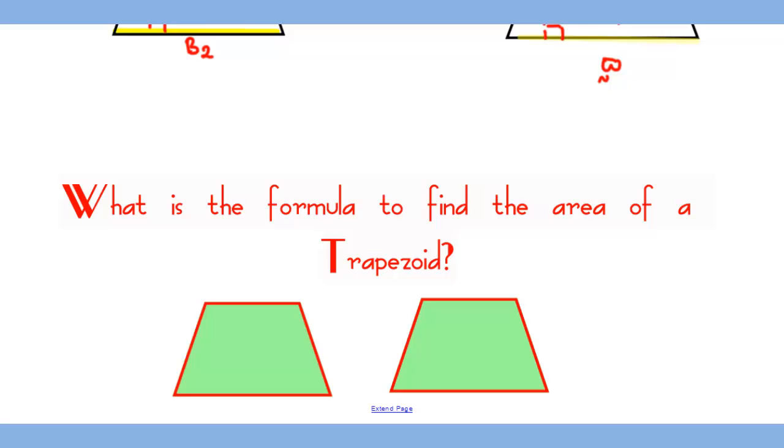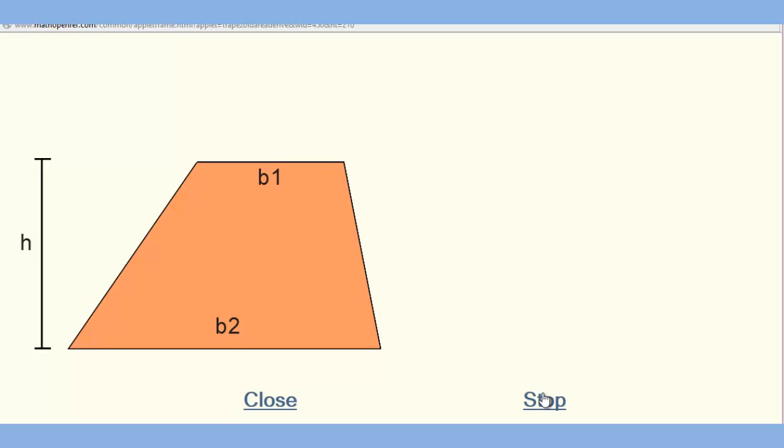The next thing that we need to do is find the area formula for a trapezoid. Now let's take a look at a quick clip before we begin.